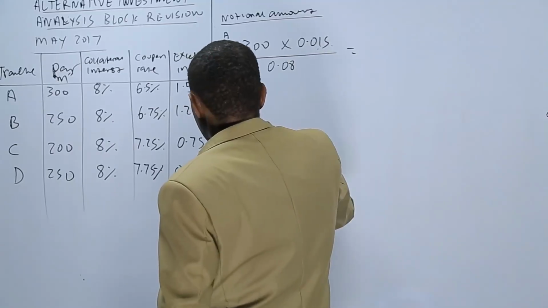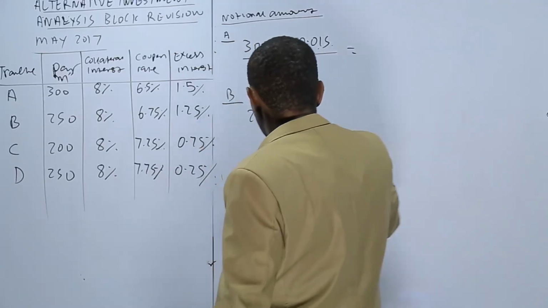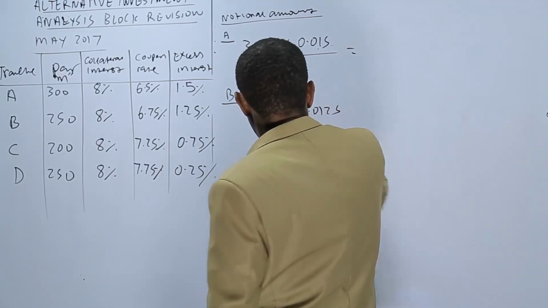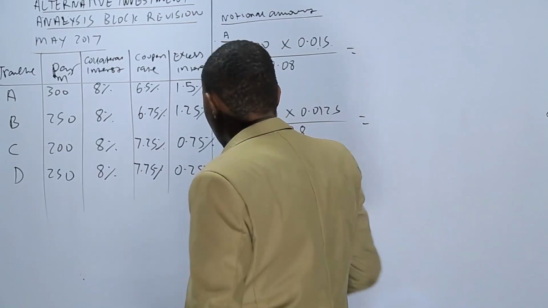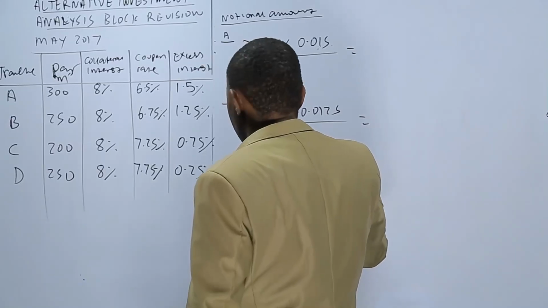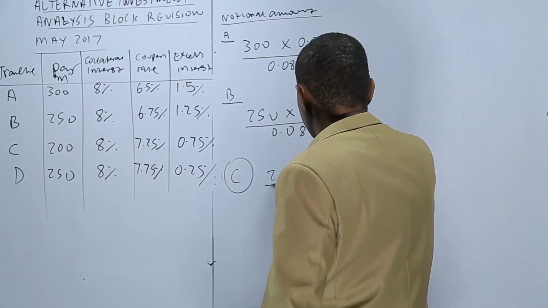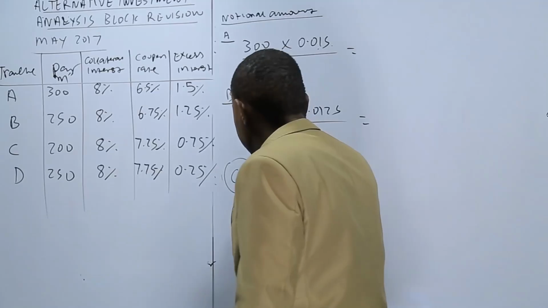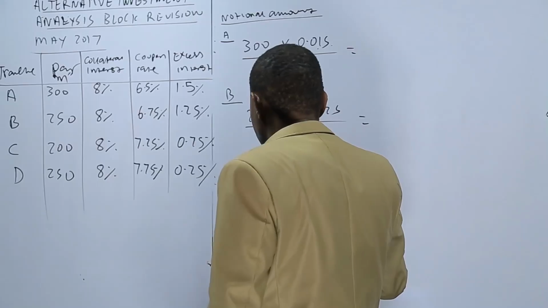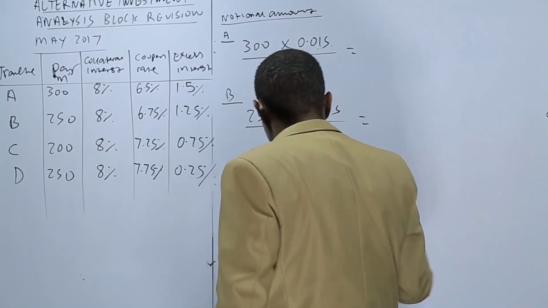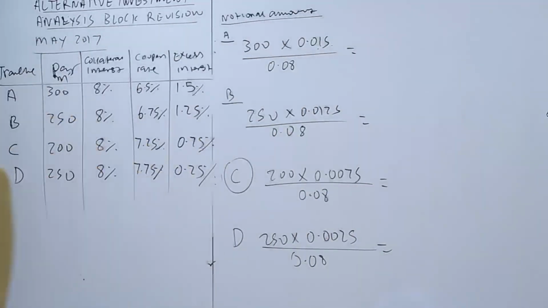What do we get there? For B, we do the same. We get 250, which is this par value, multiplied by 0.0125 over 0.08. How much do we get? For C, we do the same thing. We get 200 multiplied by 0.0075 divided by 0.08. And then D, we have 250 multiplied by 0.0025 over 0.08. How much do we get like that? So now all that's left is just for us to compute.